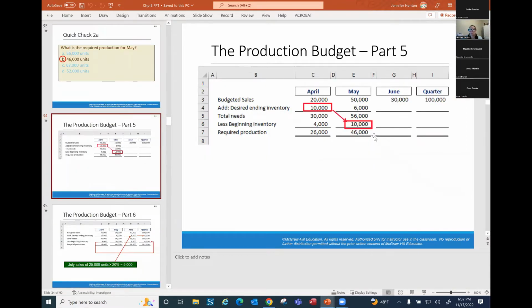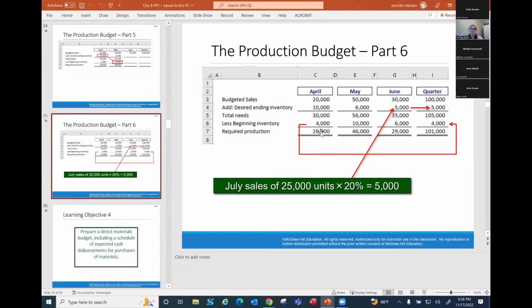So I'm going to show you here on the screen. Remember, the ending inventory becomes the beginning inventory. So that's 6,000 sitting right here in May that is going to become the beginning inventory for June. So that would just get moved right here. Then in order to calculate June, I have to know what the sales are for July in order to get 20% for June. So I need to know before and after stuff going on in order to be able to put the budget together correctly.